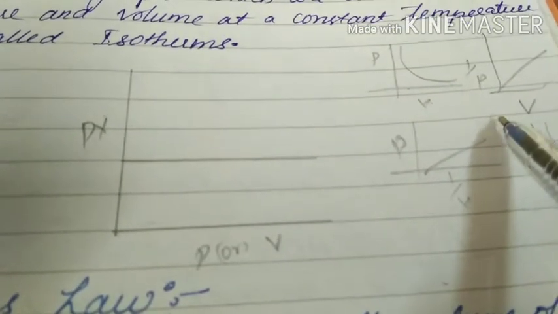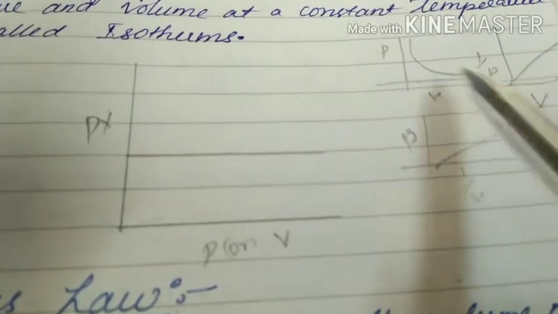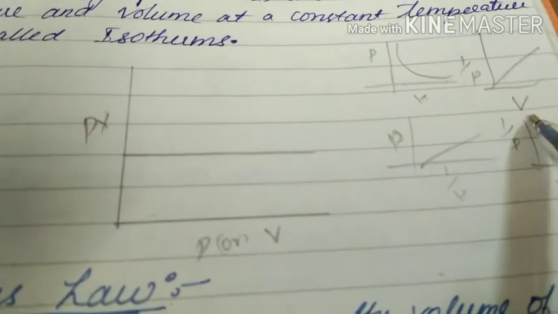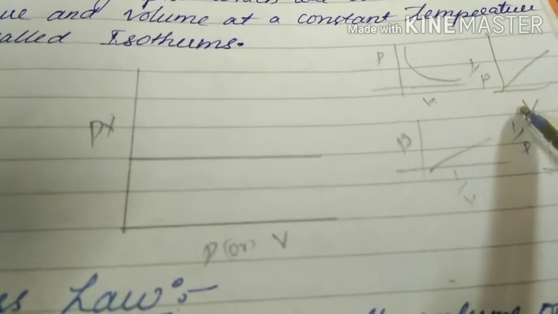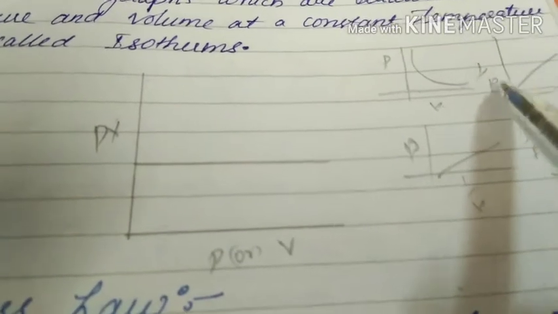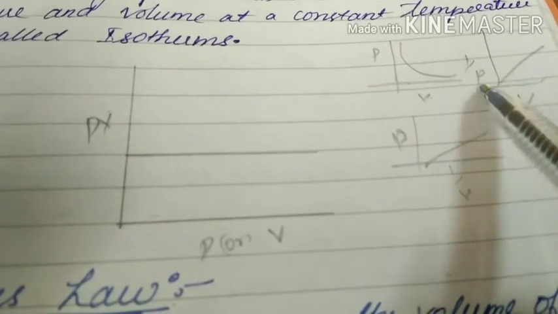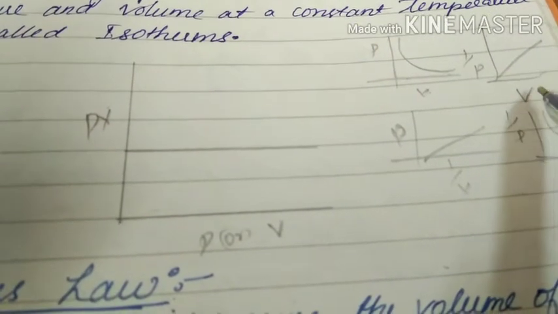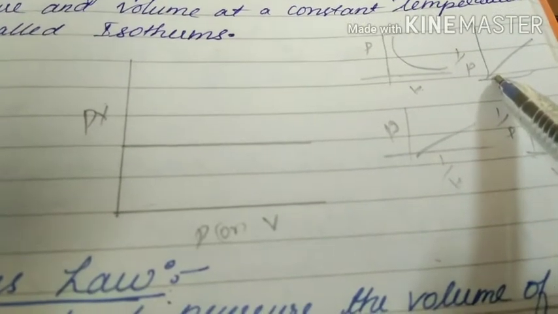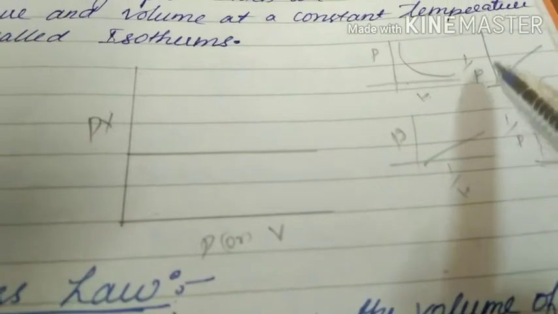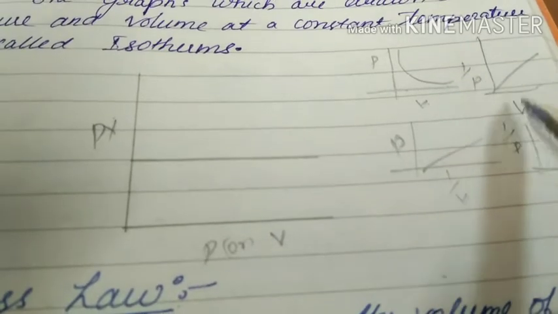If you draw the graph between 1 by P versus V, not P and V, then you get a straight line. This indicates that volume increases with 1 by P. As 1 by P increases, volume also increases. Suppose you consider this point, at this point volume is very less and 1 by P is also very less. So this is the relation between 1 by P and V.